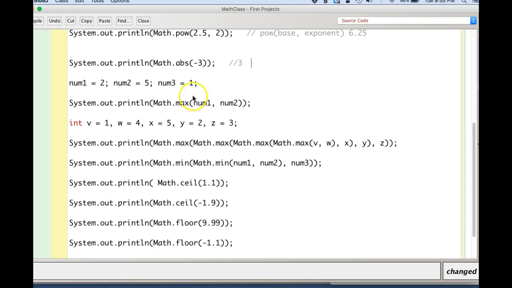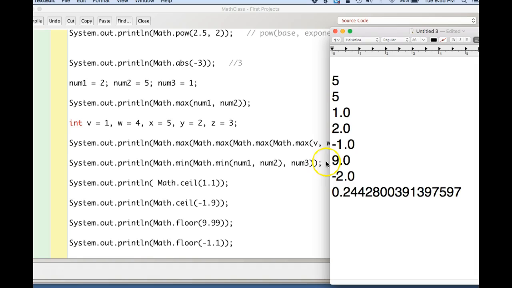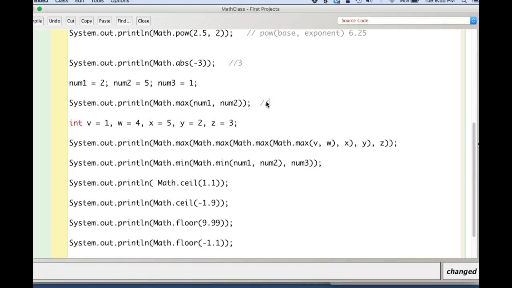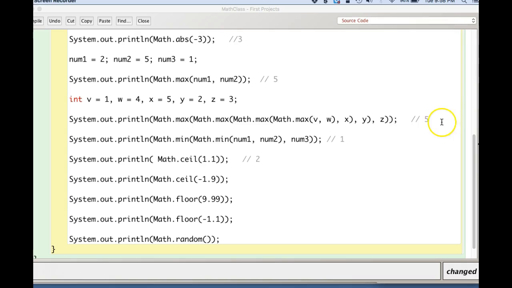Okay, so now we have values for num1, num2, num3. Remember, num2 and 1 are both ints, 3 is a double. It matters when you're running it. So then math.max, what math.max does is it gives you the maximum value of what you're working on. So in this case, the answer right here is 5. The maximum is 5.